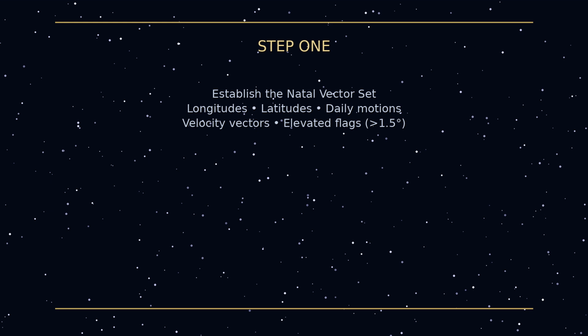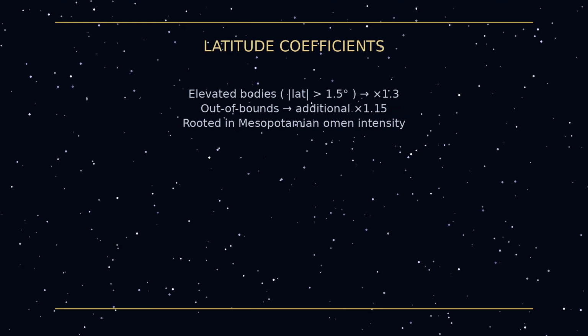These coefficients are not arbitrary. They reflect the observational fact that high-latitude phenomena were already treated as intensified omens in the Mesopotamian tradition. Step 2. Construct the current resonance matrix. For the precise moment under analysis, compute the identical data set for the sky. Form every pairwise angular separation between the natal vector set and the current positions.